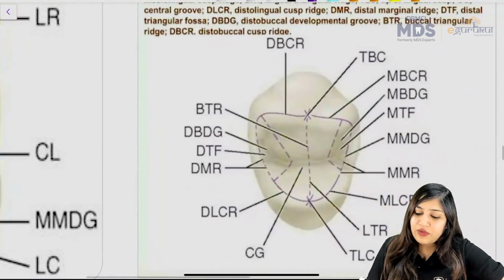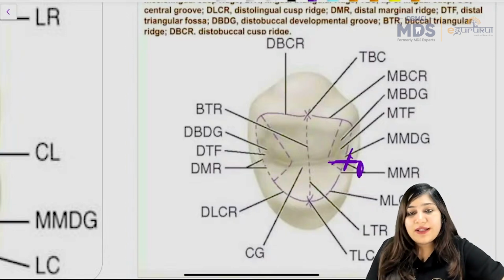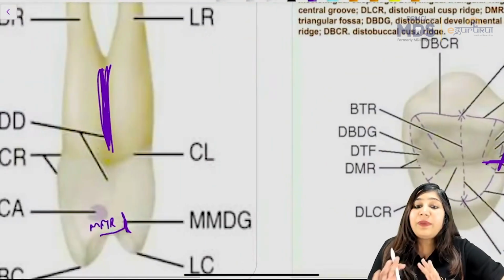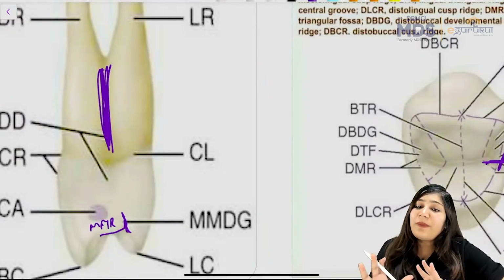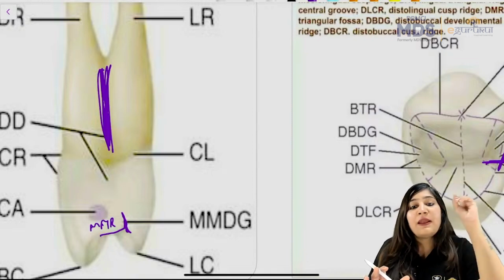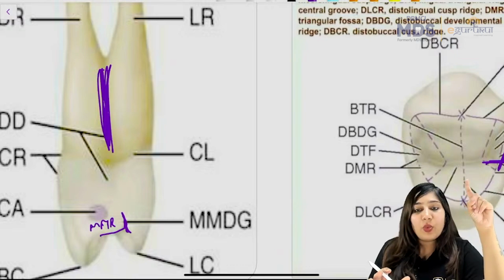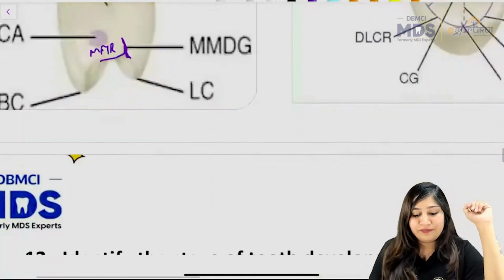Right? So this is our mesial marginal ridge. This groove will be crossing the mesial marginal ridge and extending to the occlusal surface. So please mug it up. Mesial marginal developmental groove crosses the mesial marginal ridge and is present on the mesial aspect of maxillary first premolar. Mandibular first premolar has the mesiolingual developmental groove.